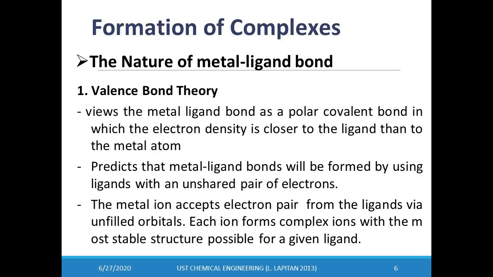So we have a theory that explains this, and this is called the valence bond theory. This theory views the metal ligand bond as a polar covalent bond in which the electron density is closer to the ligand than to the metal or the central atom. This theory predicts that the metal ligand bonds will be formed by using the ligands with a shared pair of electrons. The metal ions accept a pair of electrons from ligands via unfilled orbitals. Each ion forms complex ions with the most stable structure possible for a given ligand. Now, I will explain this in the following slides.